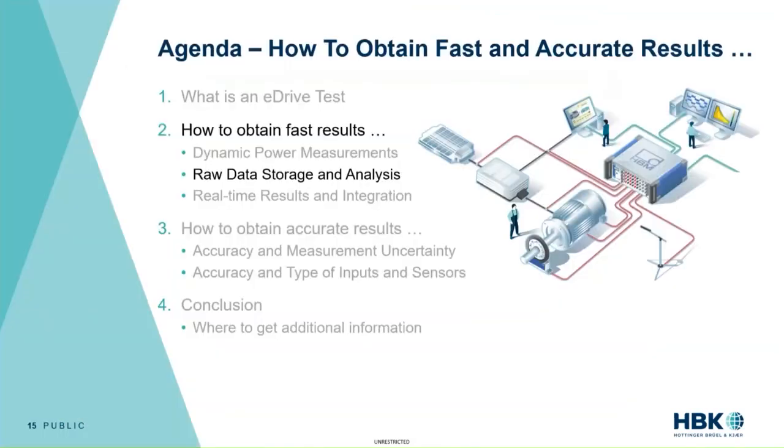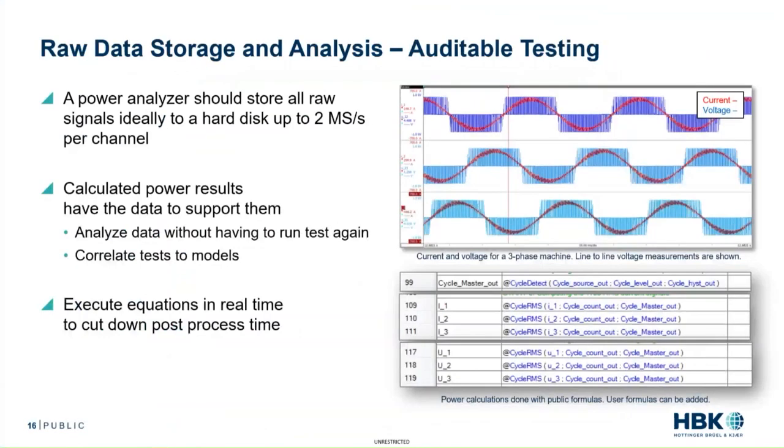Now let's go on to raw data storage and analysis. And here we have a power analyzer that enables us to store the raw signals, because most power analyzers do not store raw signals. And ideally, you want to be able to do recording of the raw signals, and you want to do that at a high rate, let's say 500 kilosamples, maybe 1 megasample, and maybe even up to 2 megasamples if you deem it necessary on each channel for an extended period of time.